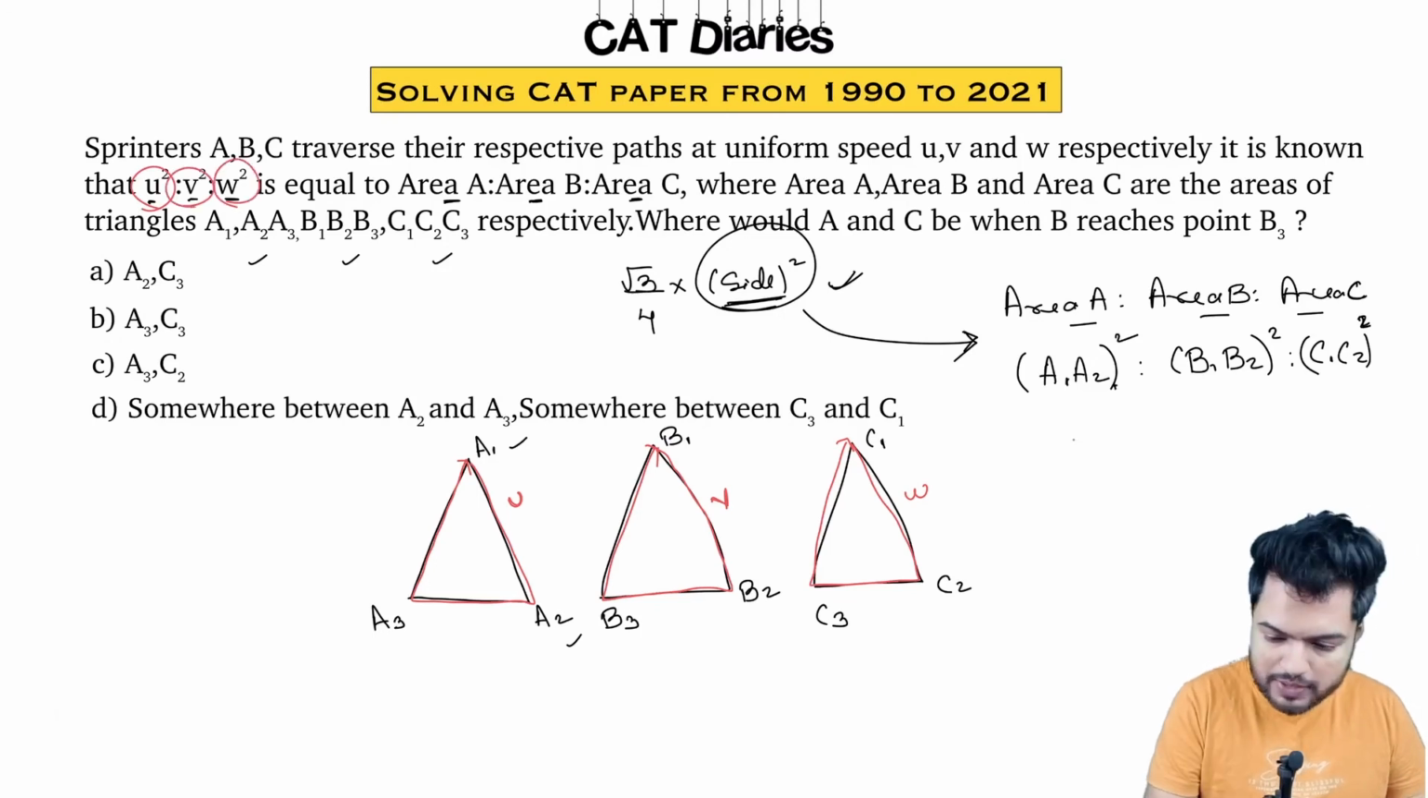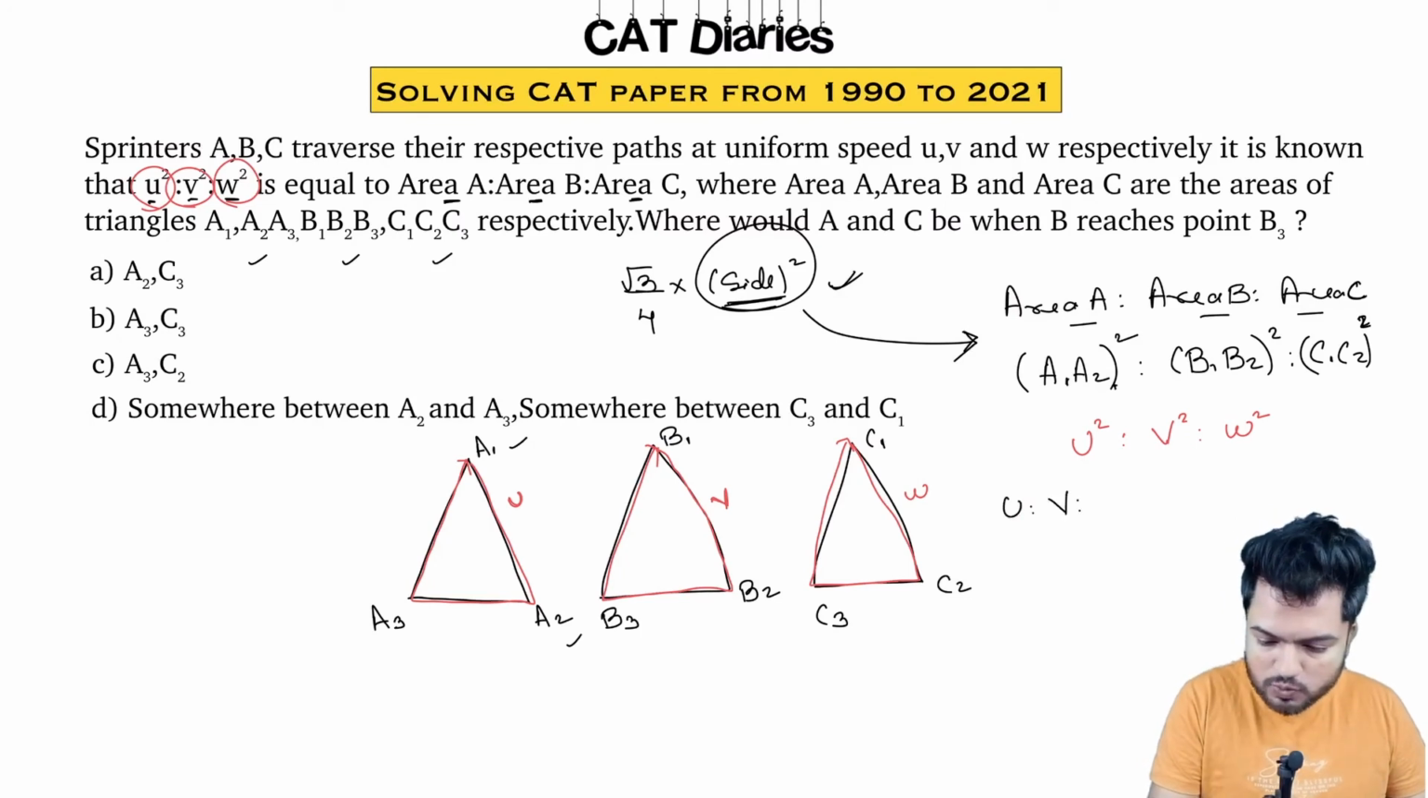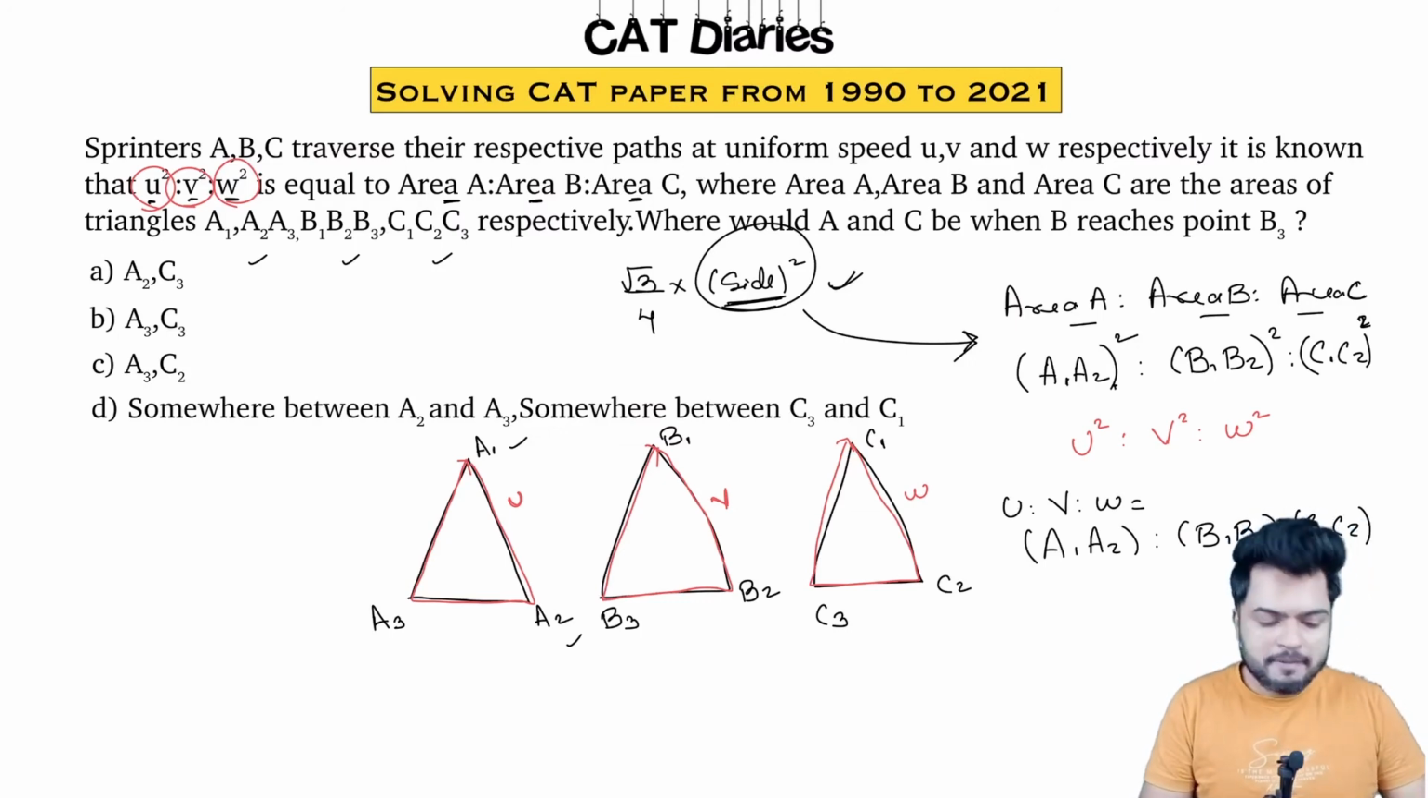So A1, A2 square, B1, B2 square, C1, C2 square is equal to U square is to V square is to W square. If I take square root on both sides, what will I get? U is to V is to W is equal to A1, A2 is to B1, B2 is to C1, C2. Right? That's what I will get. Okay, now I just have to reach my answer. So the question is, now you can do anything from this. Whatever is being asked, apply it in that way.